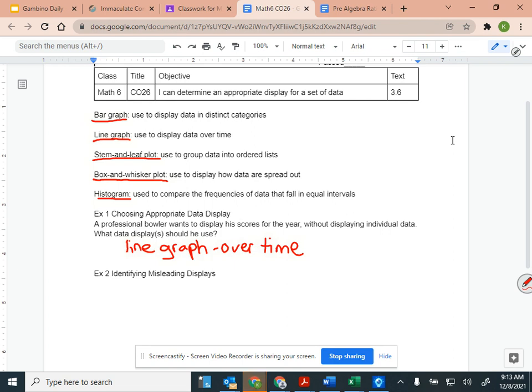What else might work? Tristan? What about a stem and leaf plot? Yeah, the stem and leaf plot would also work. So it's not that just only one works. Sometimes we could have more than one. Because that's data that was in ordered lists. So we had each of those scores in those lists, so we could do that stem and leaf plot. He scored a 110, he scored a 111, a 117. So we could do the stem with the different leaves on it.